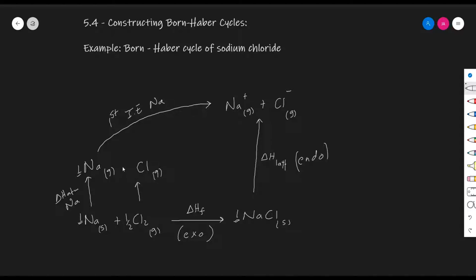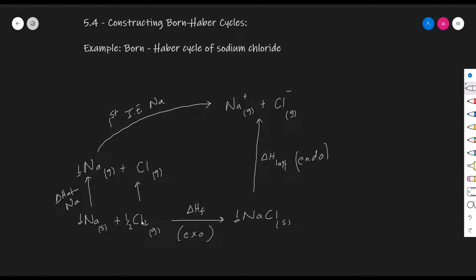Thus, this would represent 1 mole of gaseous atoms, since I have a half Cl2 here. If this were 1 Cl2, this would produce 2 Cl gaseous atoms. Thus, I would build this cycle according to these balanced formulas over here. The whole cycle should be balanced.